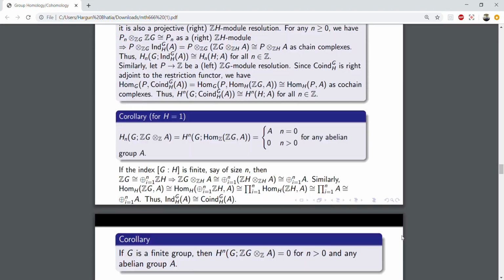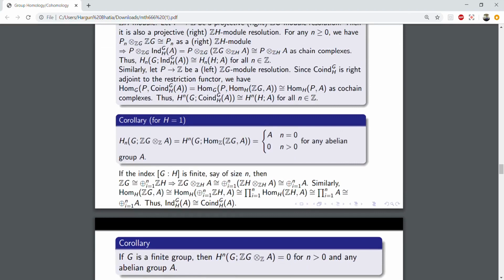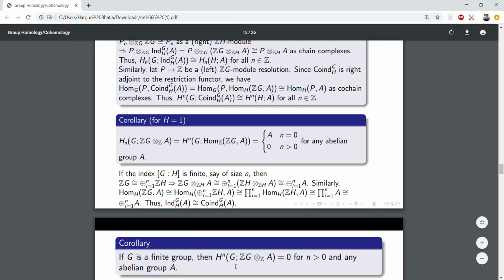These observations give this corollary: if G is a finite group, then put H equal to 1, and the index is the cardinality of G, which is finite. So the co-induced and induced modules are the same. So what is the nth cohomology of G? Apply this case with H equal to 1: the nth cohomology of G with coefficients in Hom_Z(ZG, A) is equal to 0 if n is bigger than 0 and A if n equals 0.